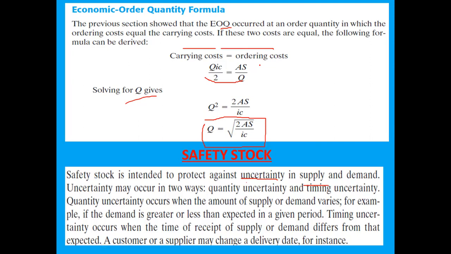Now what is the first one? The first one is order quantity uncertainty, which occurs when the amount of supply or demand varies. For example, if the demand is greater than or less than expected in a given period. Timing uncertainty occurs when the time of receipt of supply or demand differs from the expected. So a customer or a supplier may change a delivery date, for instance. There is a simple example of this: quantity and time.